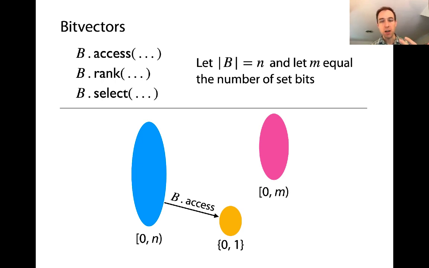Now let's think about rank. Rank is you give me an offset, and I'll tell you how many set bits there are up to but not including that offset. So the input to the function is an offset. So again, that's this set, right? 0 up to n. And the output is a rank. Aha! Now we can use m, right? Because we said that m is the number of set bits. So a rank query is never going to return an answer that's greater than the number of set bits in the array. So the range of the rank query is now this pink set here. So rank is going to go from here to here. Its domain is this. Its range is this. Okay?